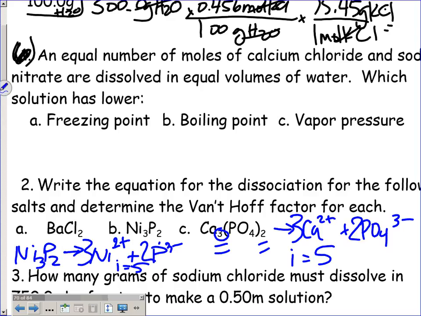Guys, I'm giving you an opportunity to work in groups. Please don't make me reconsider that, okay? So I want to see progress, progress, progress.